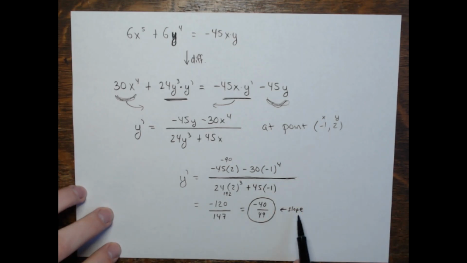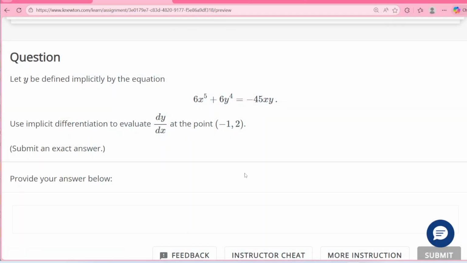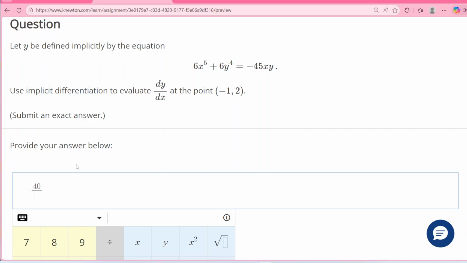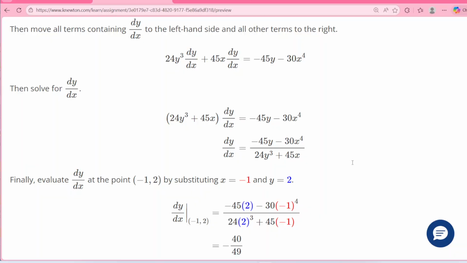Right, we got the point. They asked for the slope of the tangent line. They said an exact answer, so I just leave it as is, negative 40 divided by 49, right? You're not entering this into a calculator and rounding or anything. Wonderful.